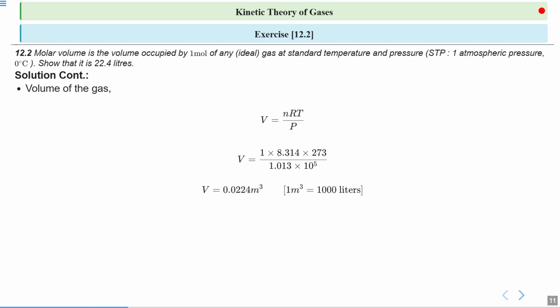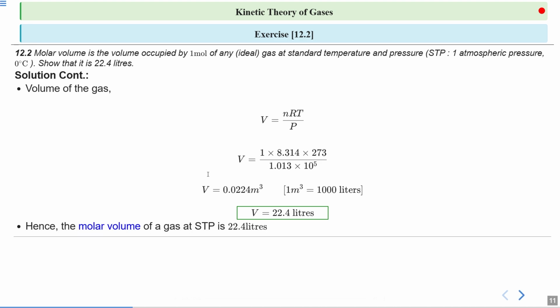Remember, 1 cubic meter is equivalent to 1000 liters. Converting the volume to liters, we find that V equals 22.4 liters. This confirms our initial statement about the molar volume of an ideal gas at STP. It's important to note this standard value for future reference. So we can say the molar volume of a gas at standard temperature and pressure is 22.4 liters.